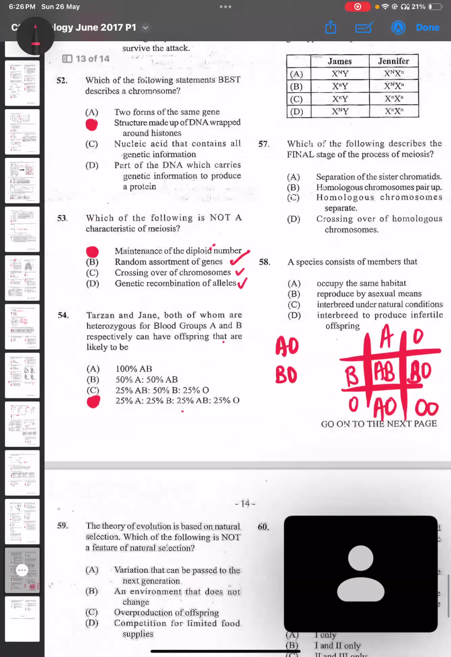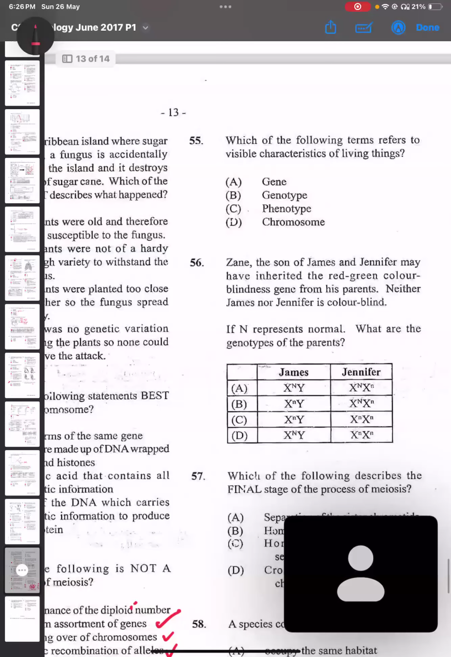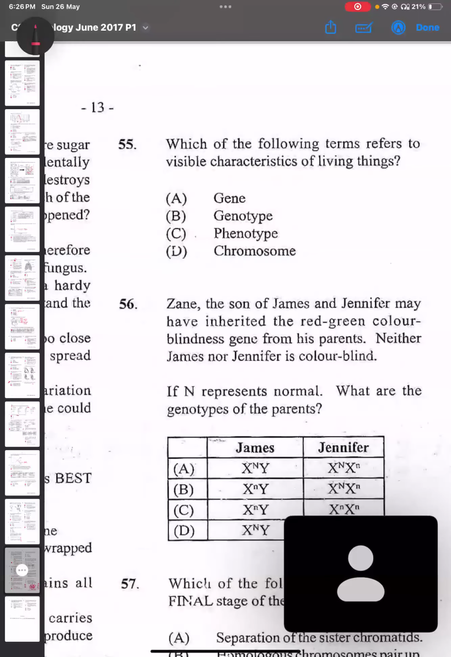And then for 55, it asks which of the following terms characteristics. And it's visible, when it is just genetics. Always remember physical.